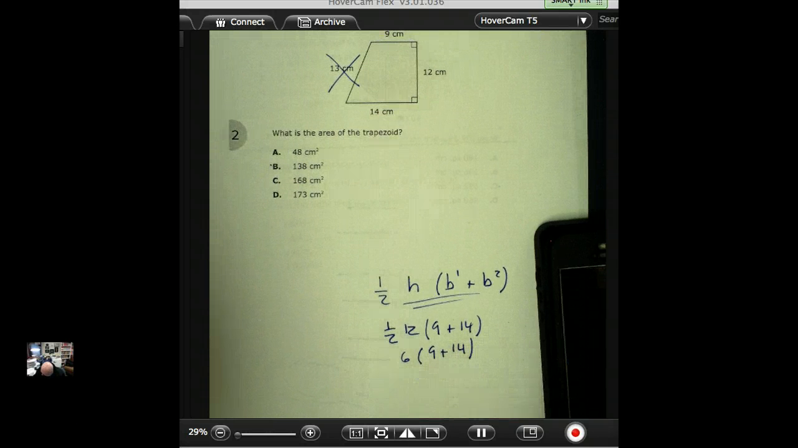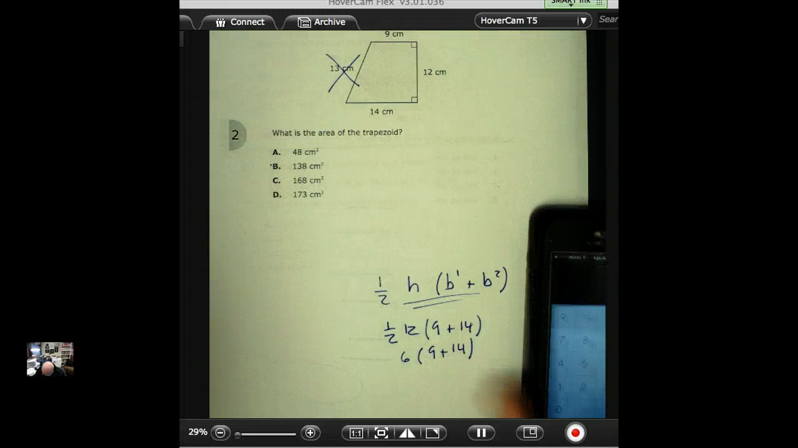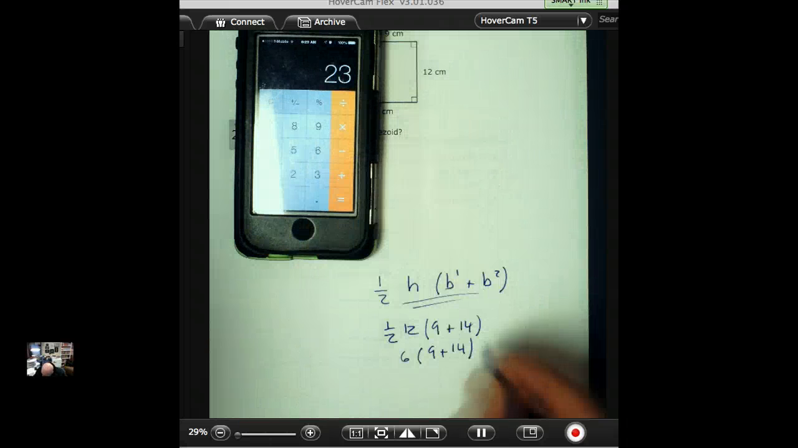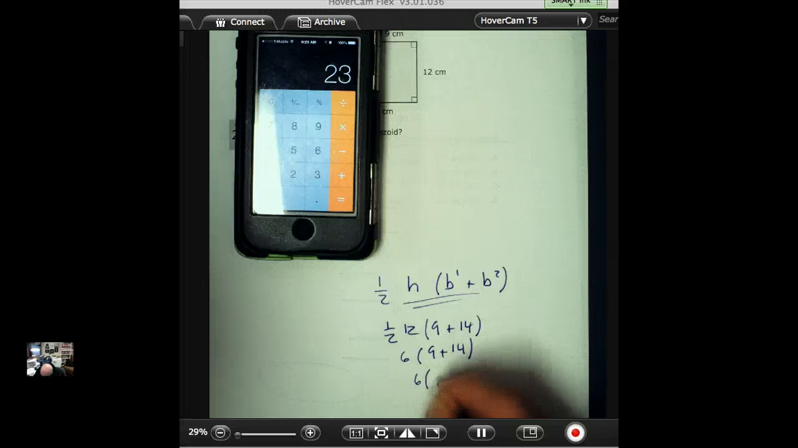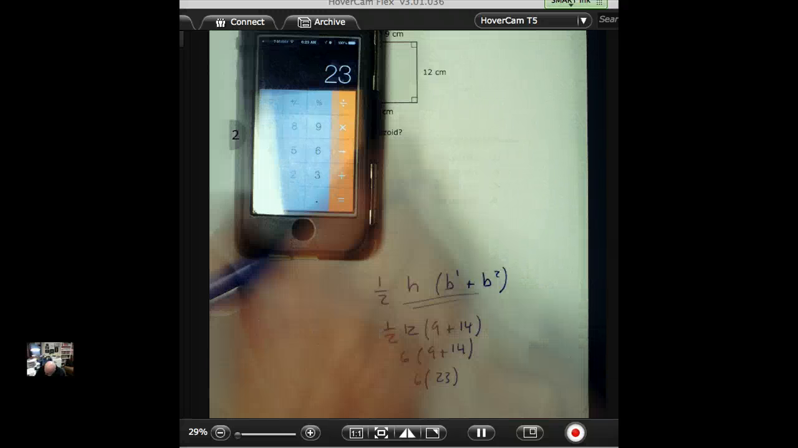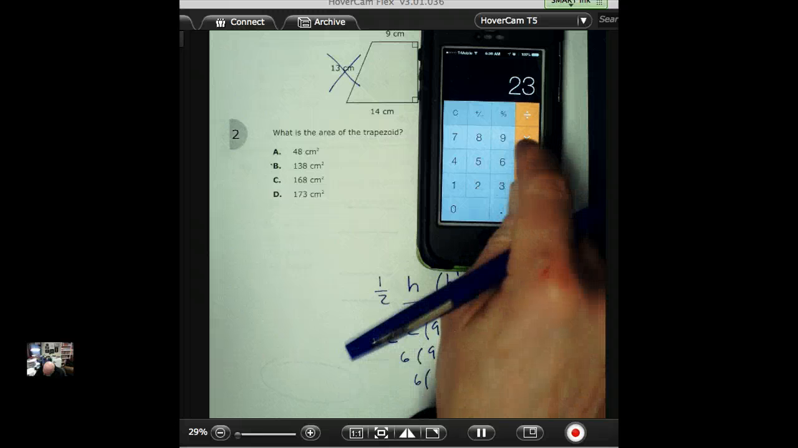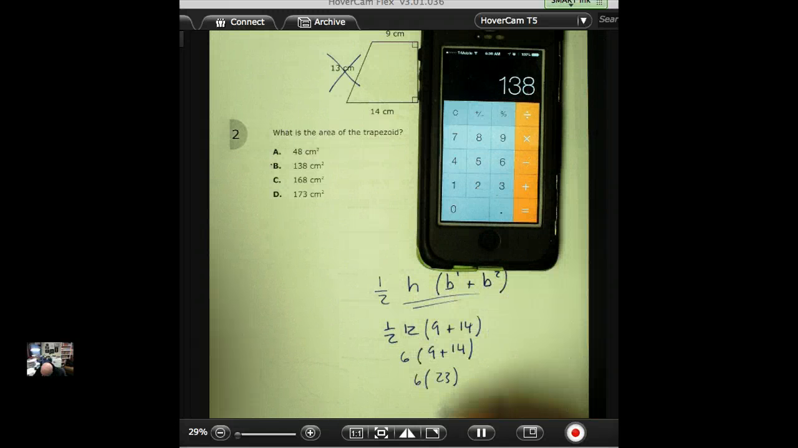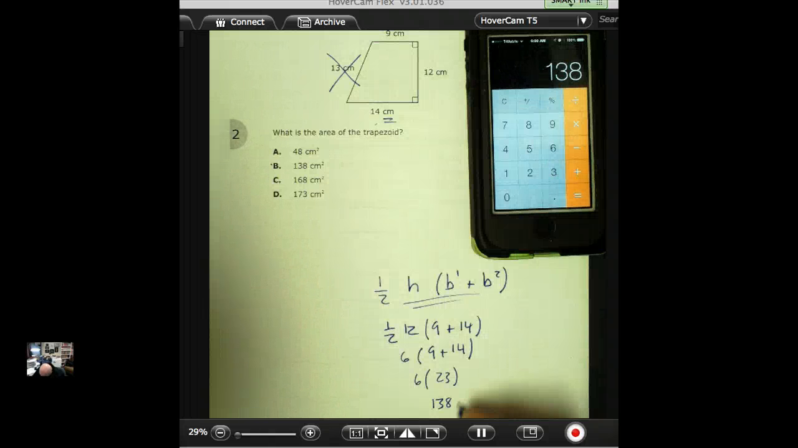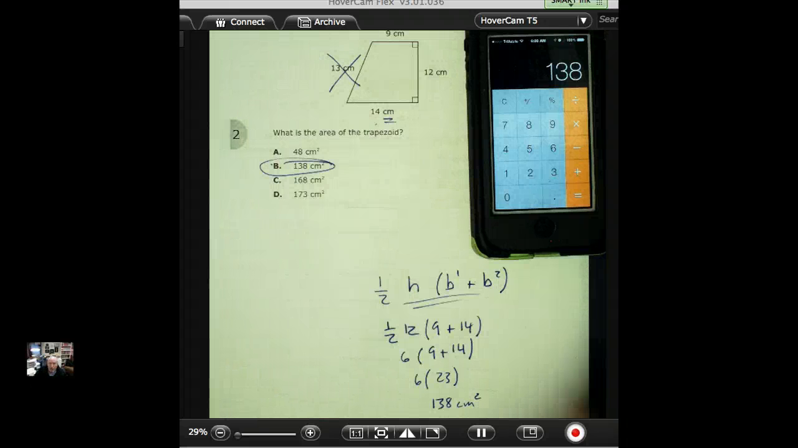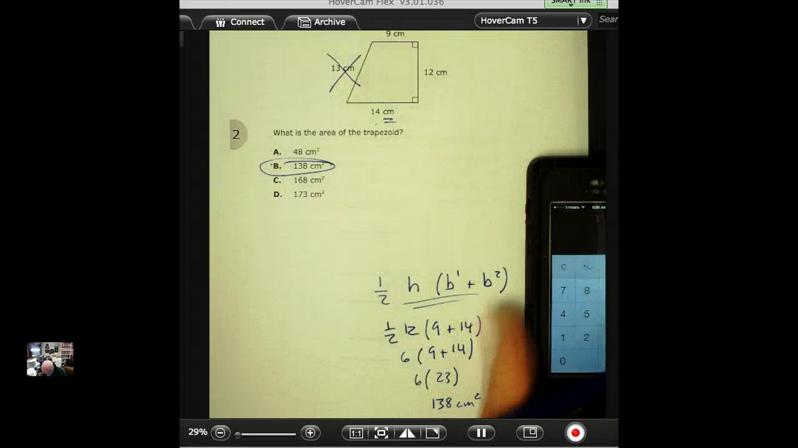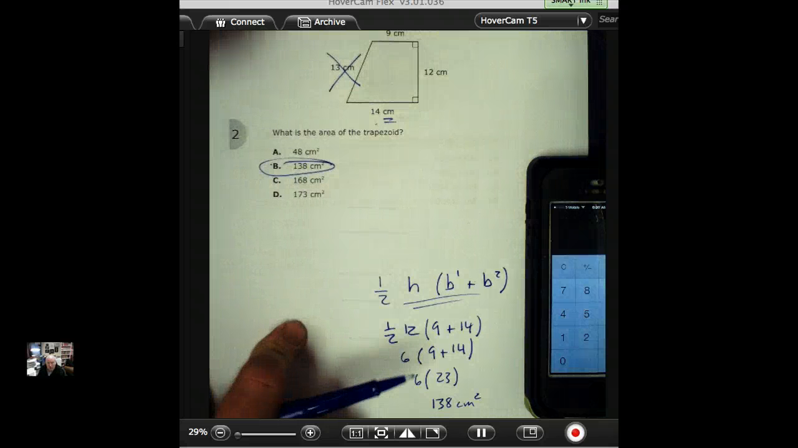9 plus 14. We can use our calculator too. 9 plus 14, we've got 23. So now I have 6 times 23, and take that times 6, gives me 138. And of course it's in centimeters, so my answer would be in centimeters squared. So that would be B, 138 centimeters squared. Okay.